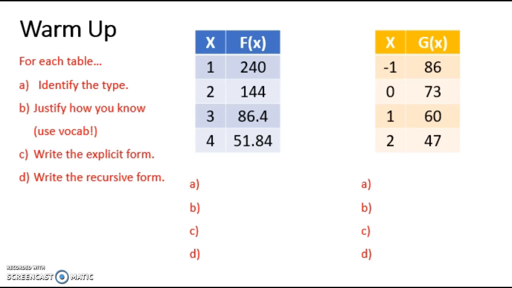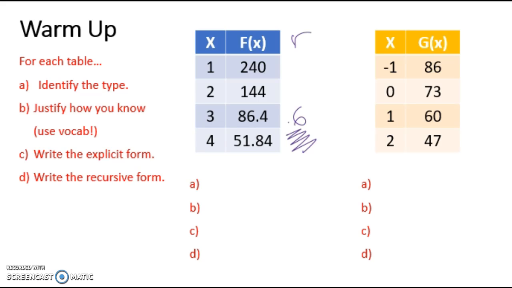Let's identify the first table. We are going to see if it's linear, exponential, quadratic, or other. We're going to go ahead and check to see if it's exponential, and to do that, we're going to check for our ratio. To find our ratio, we're going to take the last output divided by the previous. So we're going to take 51.84 divided by 86.4, and that gives us 0.6.